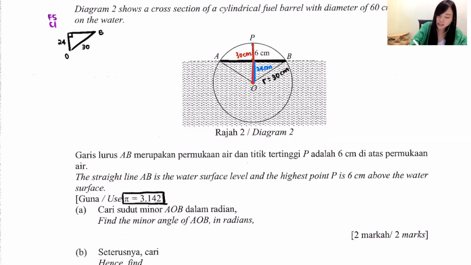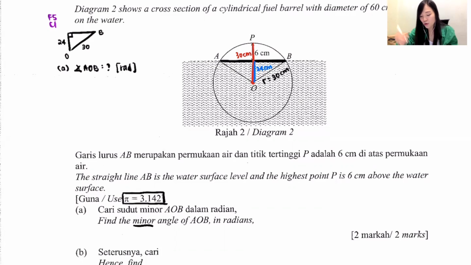Why do I need this? Because let's look at A. A, they say find the minor angle. Minor is actually those that are less than half of it. Minor angle AOB. So guys, they want me to find AOB and they want the answer in terms of radians. So let's look at where AOB is. Okay, my dear, they want to find the angle, this whole part. So how do I find this whole part, my dear? Quite obvious, isn't it?